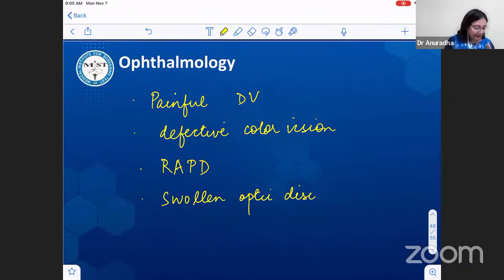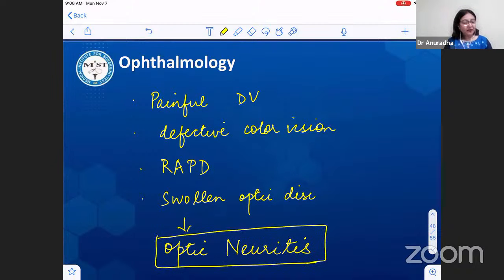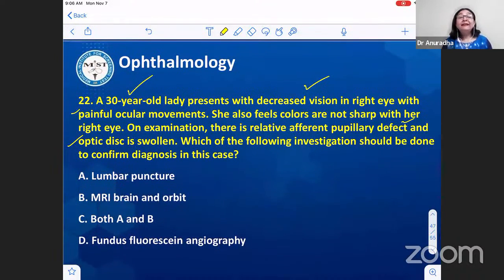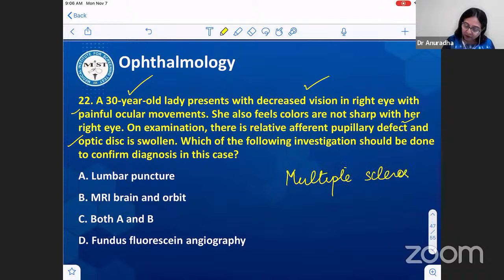So what does this point to? Yes, that's perfect, Dr. Shah, Dr. Shinde, Dr. Rajput. This is a case of optic neuritis, beta. Agree with me? Now coming back, what is the age group? Adult. What is the most common cause of optic neuritis in an adult patient? Yes, multiple sclerosis, a demyelinating disease.